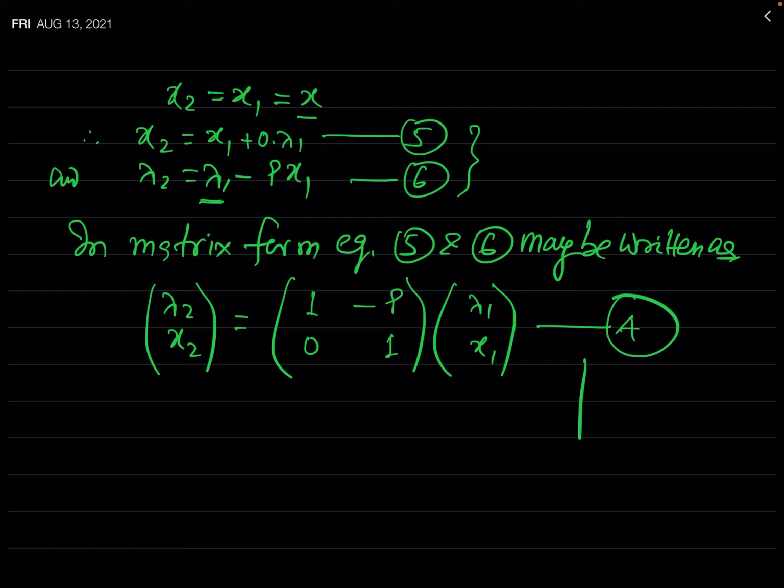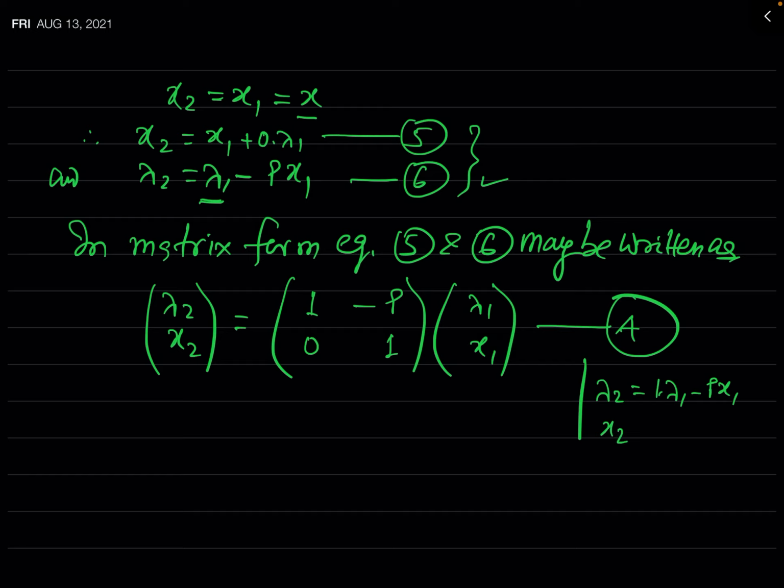Lambda 2 will be equal to, you can check it here. If you want to find lambda 2, what will be that? 1 into lambda 1, and minus p into x1 will be added. So this will be minus p x1. And you can see this is your equation 6.